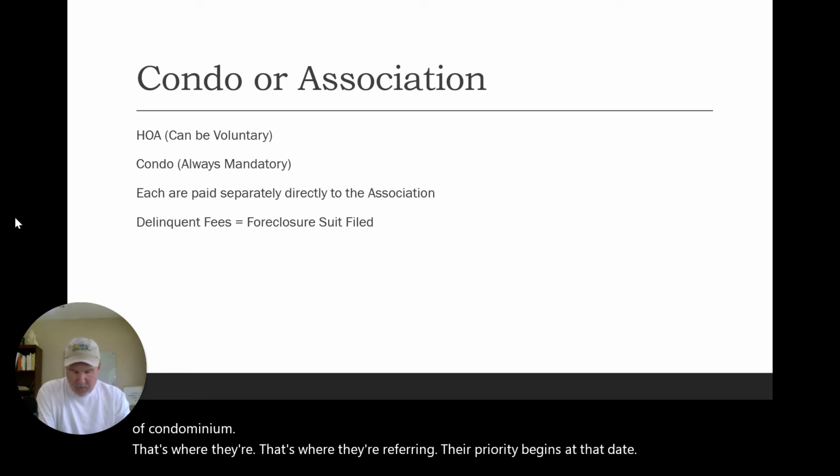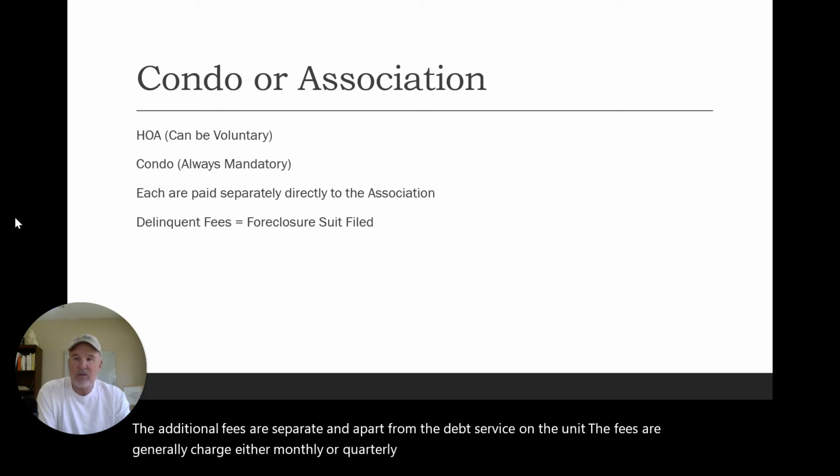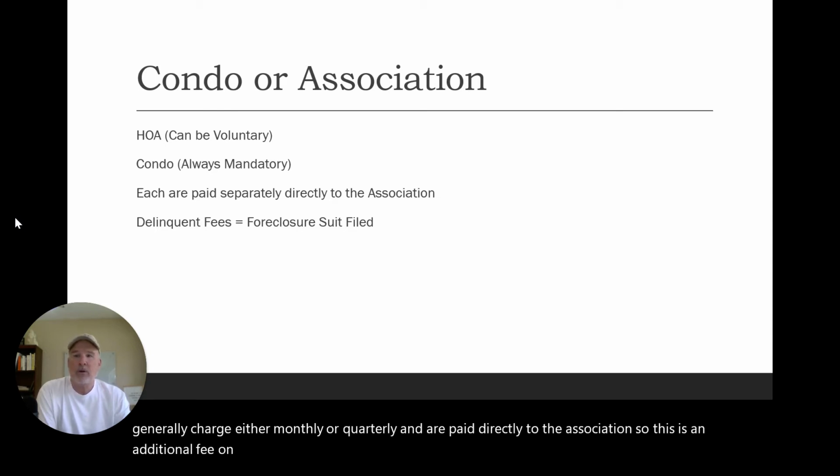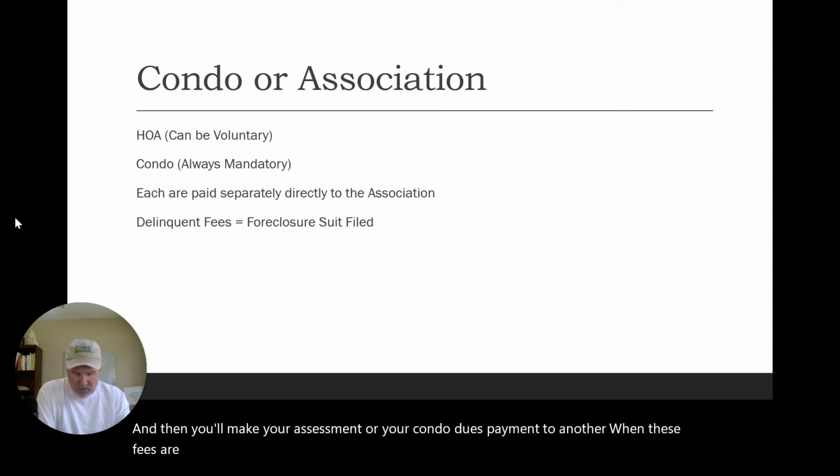The additional fees are separate and apart from the debt service on the unit. The fees are generally charged either monthly or quarterly and are paid directly to the association. So this is an additional fee on top of what your debt service is going to cost you. So you make your mortgage payment to one place, and then you'll make your assessment or your condo dues payment to another.